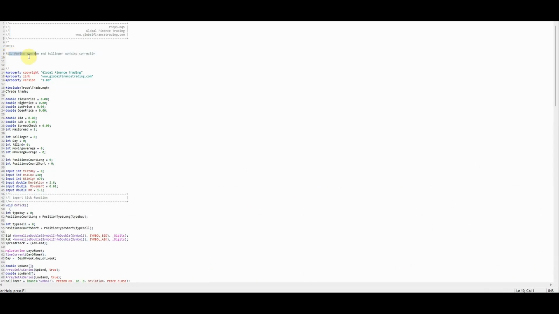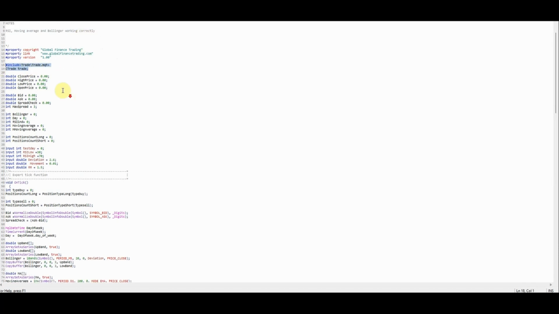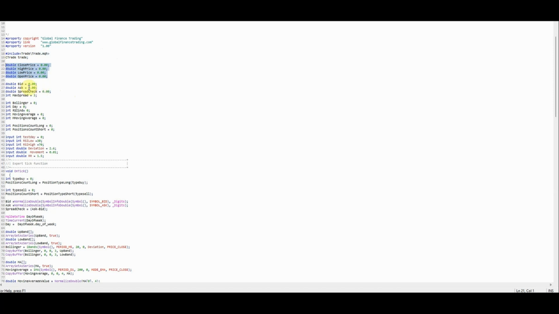So I've just got some notes here. I've been working on the RSI, moving average and Bollinger to make sure that they're working correctly. We've included the CTrade module. We've got some pricing information here, bid and ask, as well as a spread check. The maximum spread is 3 pips.